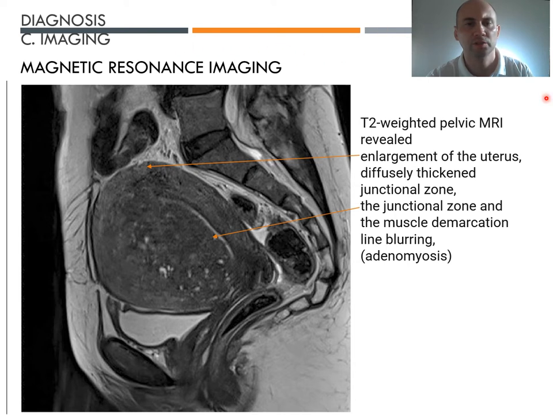Another case of magnetic resonance imaging. Pelvic MRI revealed an enlarged uterus, diffuse thickening of the junctional zone and blurring of the muscle demarcation line, in keeping with adenomyosis.